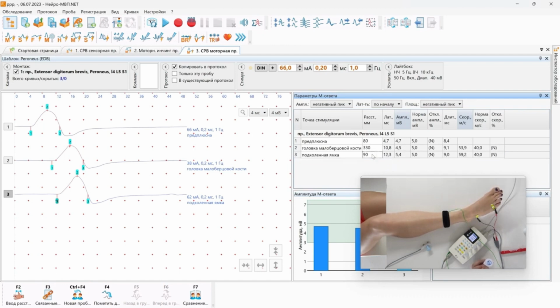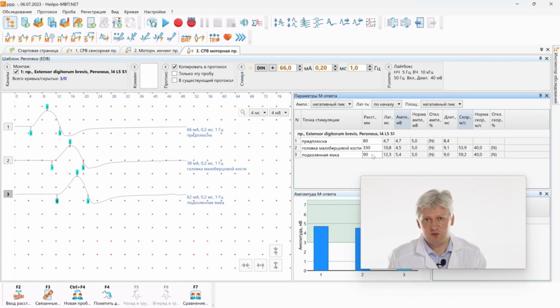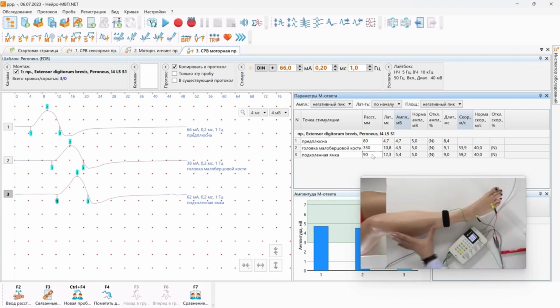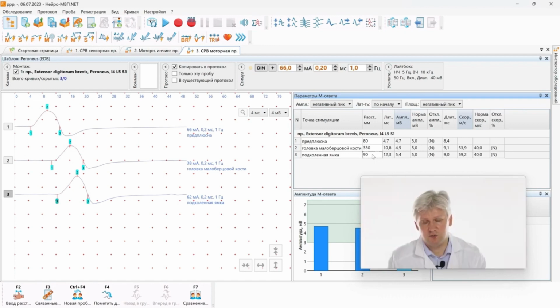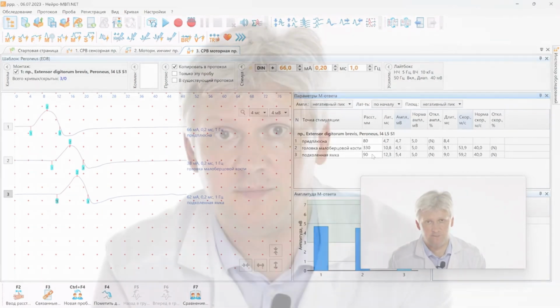We got quite good amplitude indicators, more than 3 millivolts. We got the same conduction velocity of excitation at the level of the fibular canal and at the legs. Thus, we do not observe signs of demyelination at the level of the fibular canal. And we conclude that the conductive function of the peroneal nerve is normal. Thank you for your attention.